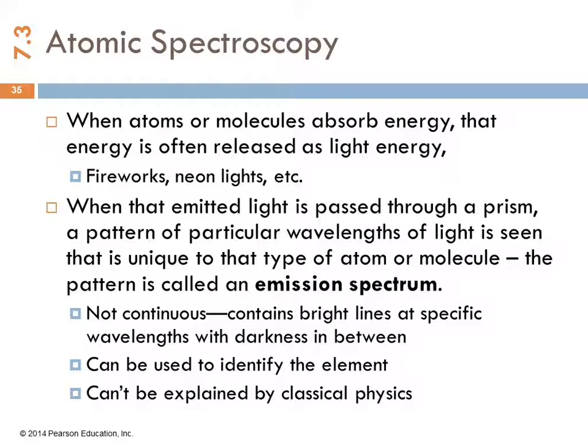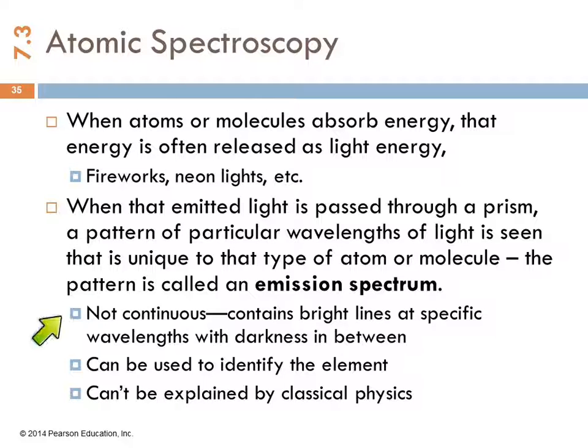When atoms or molecules absorb energy, that energy is often released as light energy. And we observe this in fireworks and neon lights, in these fluorescent lights even. If we take the light that's emitted from a heated object or a heated substance and pass it through a prism, we do not get a beautiful full rainbow all the time. We get what's called an emission spectrum. So emission, because this is light that is emitted from the substance.